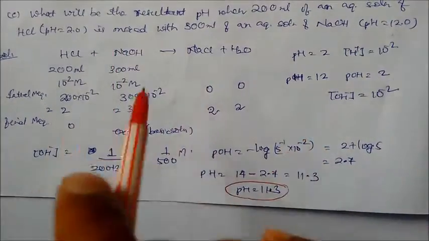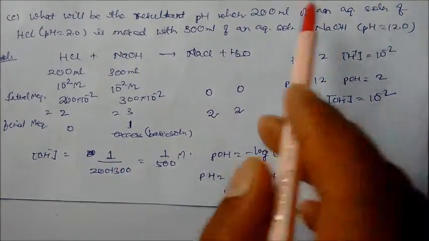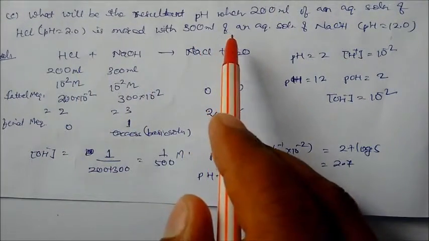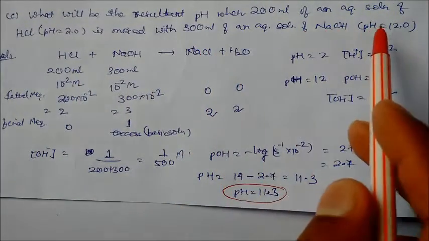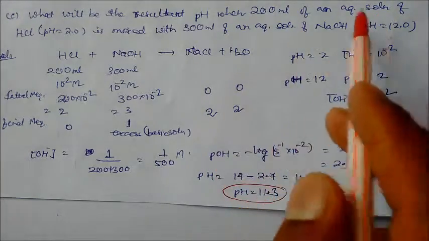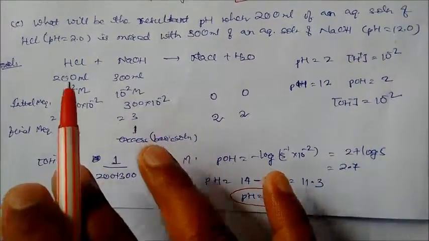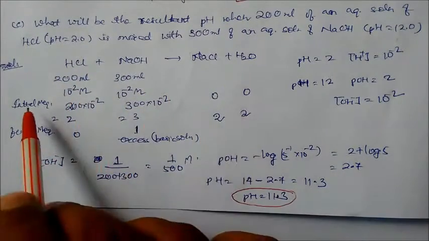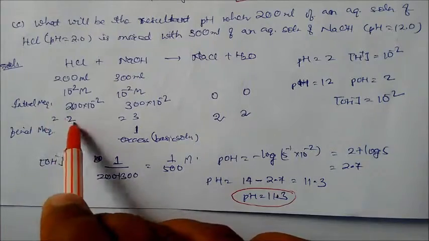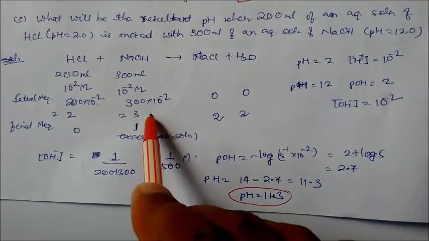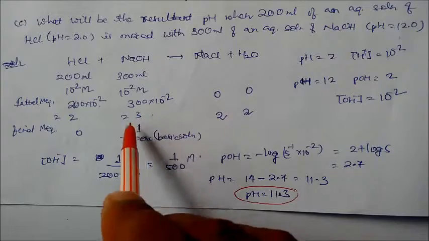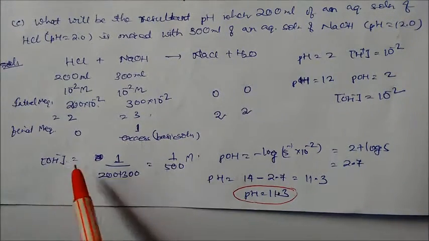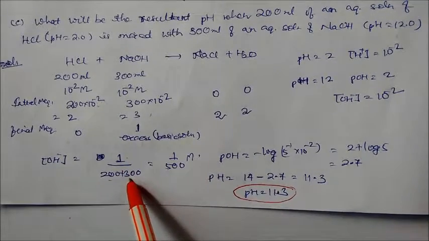What will be the resultant pH when 200 ml of the aqueous solution of HCl, this is case number 3, is mixed with 300 ml of the aqueous solution of sodium hydroxide whose pH is 12? Again we can see this is an acid-base reaction. In this case, this is acid, this is base, volume is given, molarity is given. So what is the initial milliequivalent? 200 into this much, 2, and this will be 3. So we can see here one is in excess. So what is the concentration of OH? OH will be 1 upon 200 plus 300.